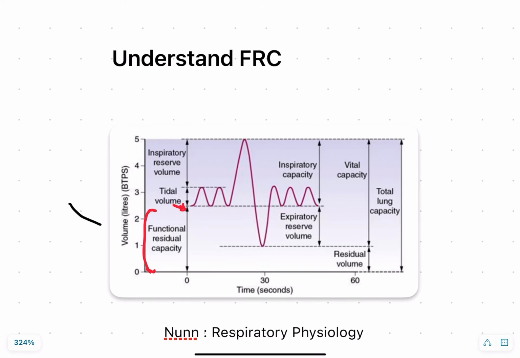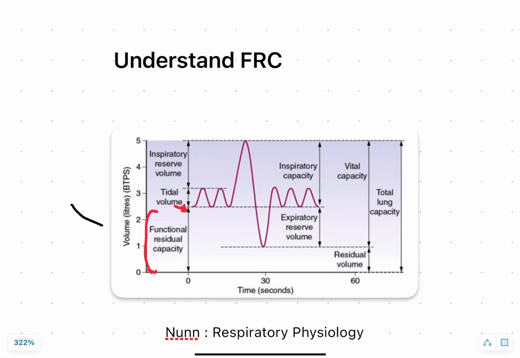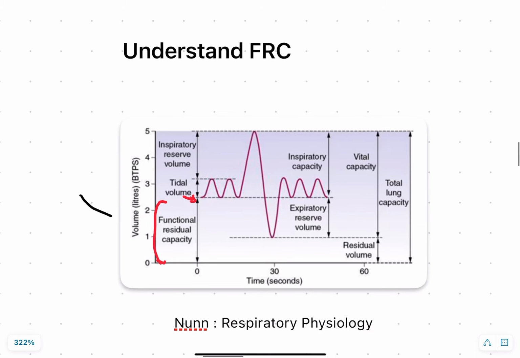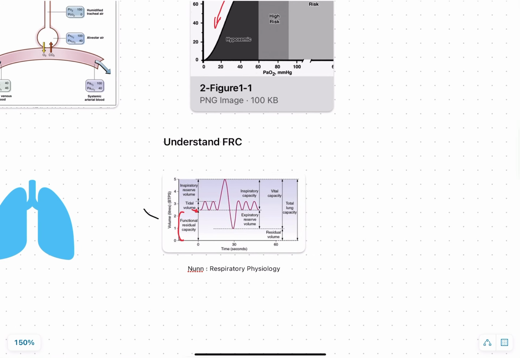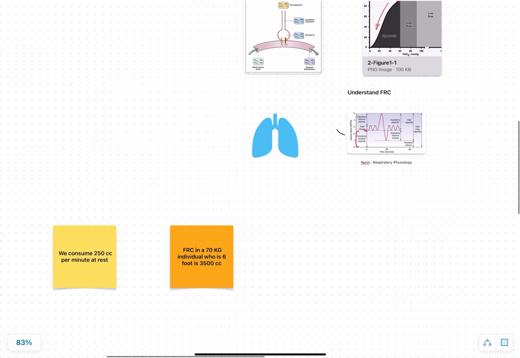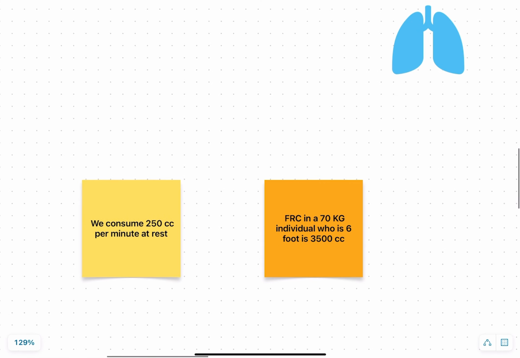So when you paralyze someone to intubate, or when they stop breathing because you sedated them heavily, the volume that's left in the lung is the FRC. So for you to understand how much time we have to intubate a patient, we need to know what is the normal oxygen consumption rate. It's around 250 cc's per minute. Functional residual capacity in a 70 kg, 6-foot individual is 3500 cc's. If you're on room air, 21% of this is oxygen.